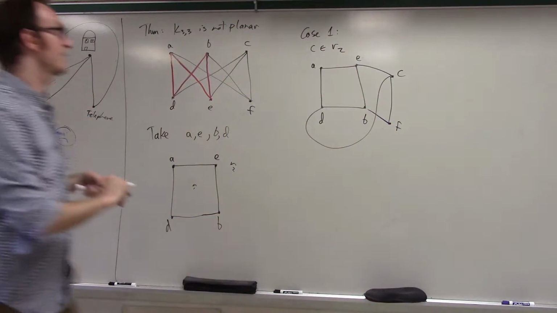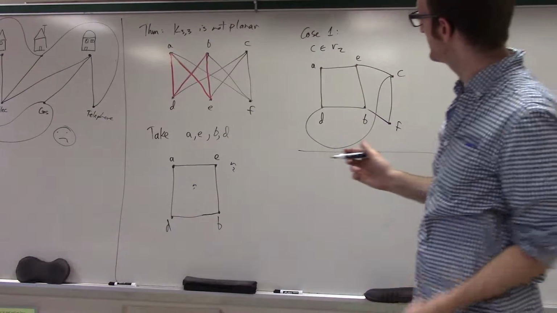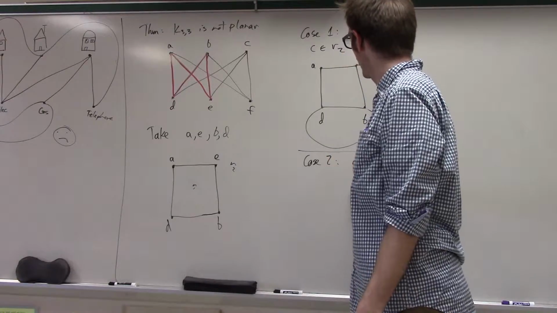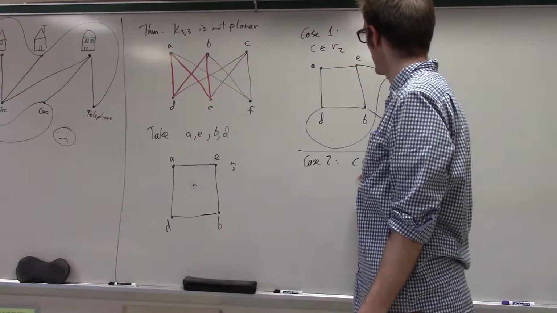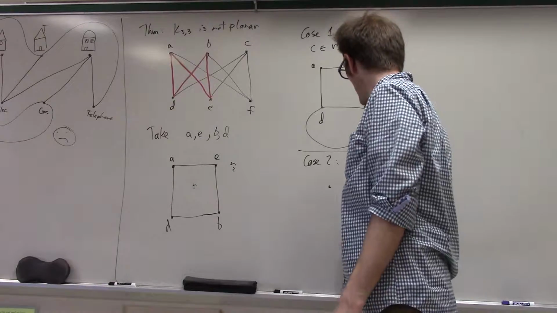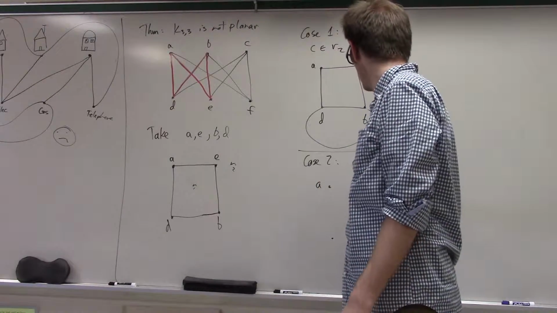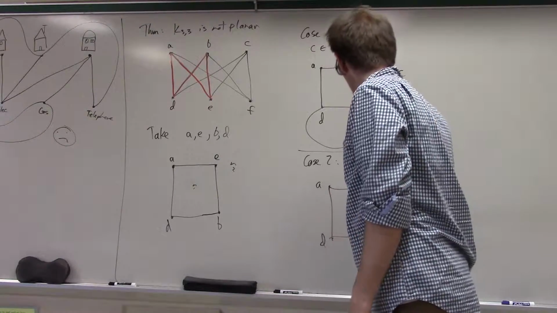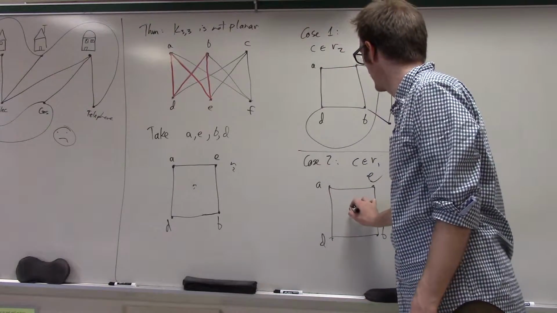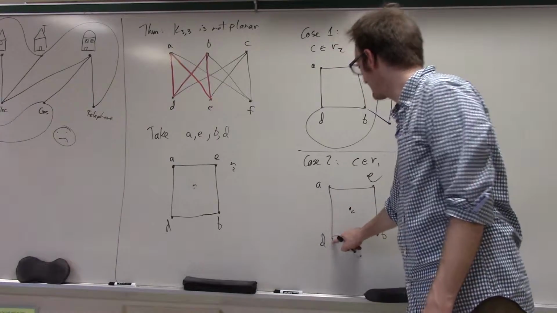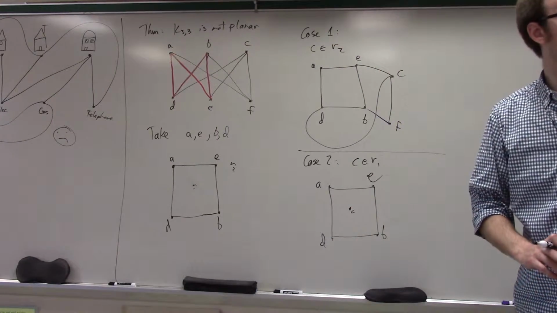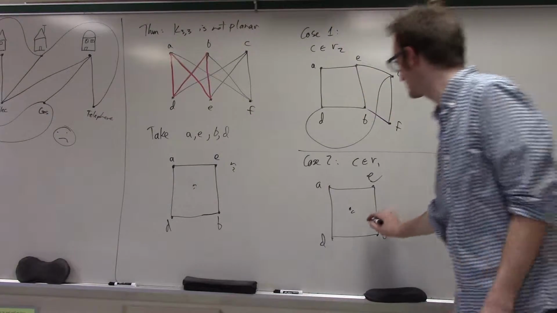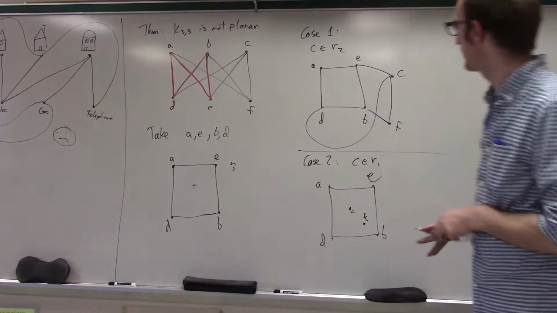And the same thing happens if we try to put C in the middle. Case 2 is we try to put C in region 1. Then we have A, E, B, and D. Well, if we put C in the middle, where do we have to put F? We have to put F in the middle too, because F can't go on the outside, otherwise the line connecting C and F would cross through one of these things. So we have to put F, say, somewhere in the middle with C.